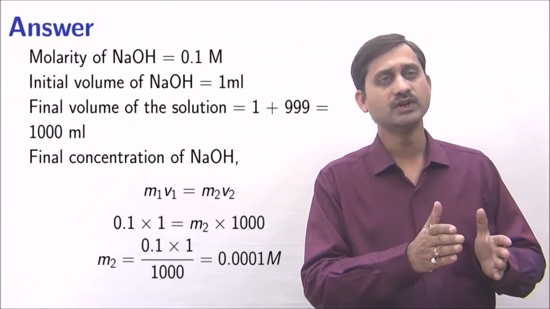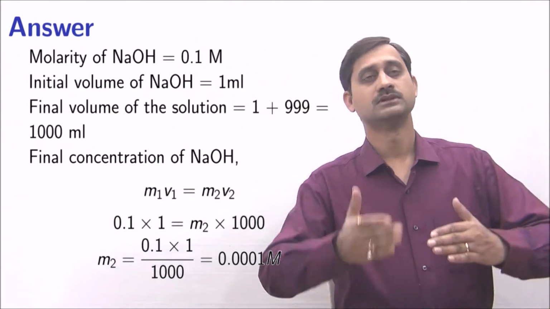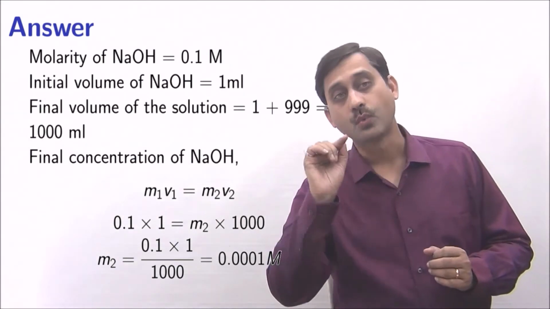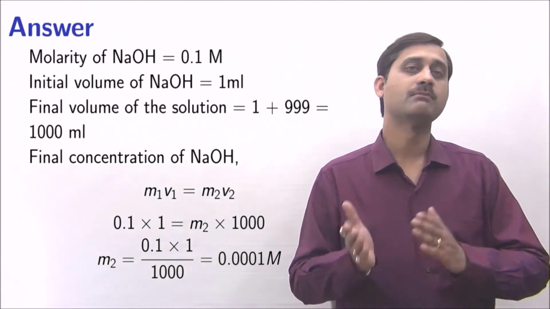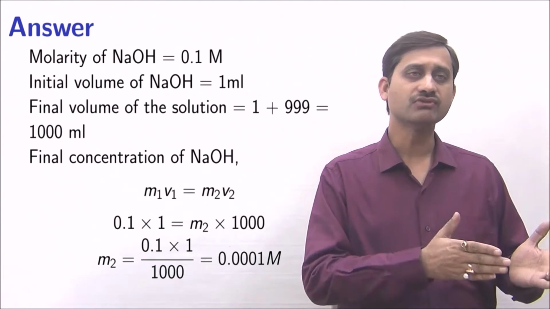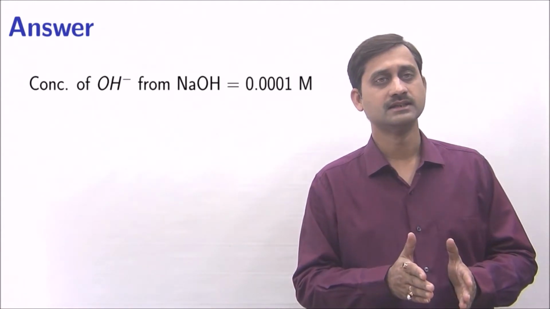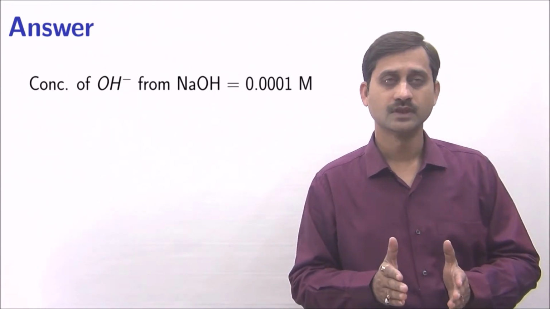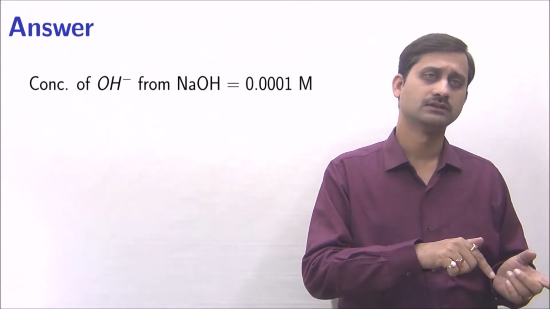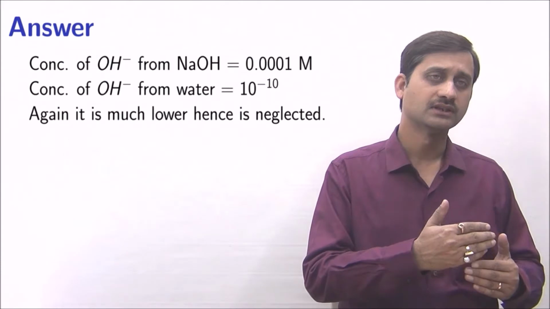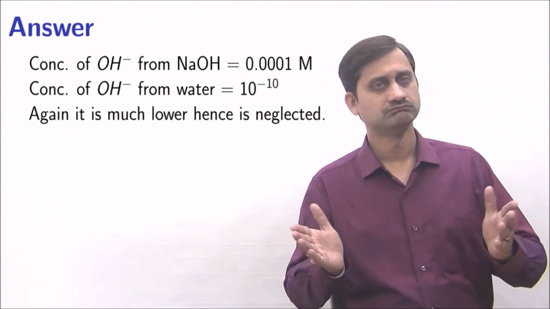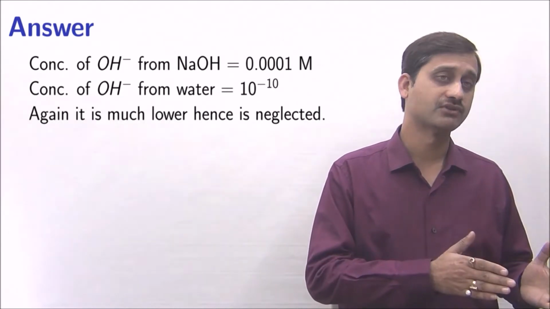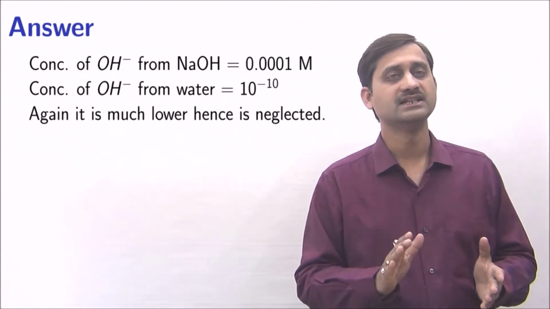So M2 is 0.1 multiplied by 1 divided by 1000. So it is 0.0001 molar or simply 10 raised to power minus 4 molar. Now the concentration of OH minus from sodium hydroxide is 0.0001 molar or 10 raised to power minus 4 molar. The concentration of OH minus from water, using the same previous calculation, is 10 raised to power minus 10 molar. Again, much smaller than the concentration of OH minus from sodium hydroxide. Hence, again, it need not be considered.